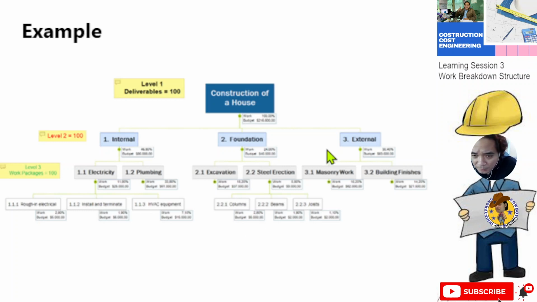This is one example of the WBS. We have a construction of a house. This one is labeled one, the deliverables. Okay, this is the subtask. We have internal condition and external. Under internal activities, you have electricity and plumbing. Under foundation, you have excavation and steel erection. Then under external, you have masonry and finishing. Okay, finishes. Okay, so that's the one.